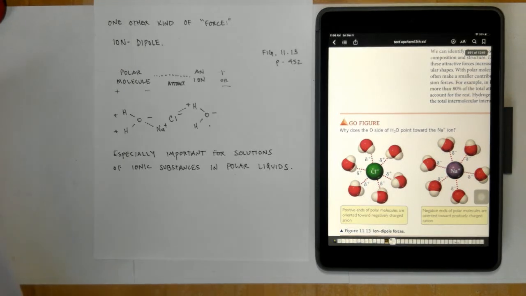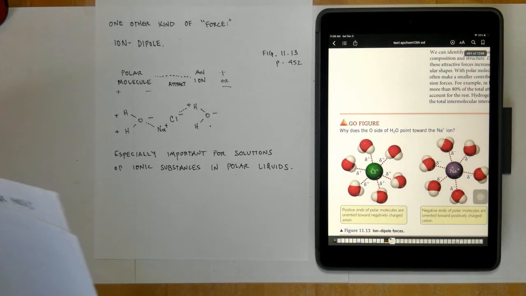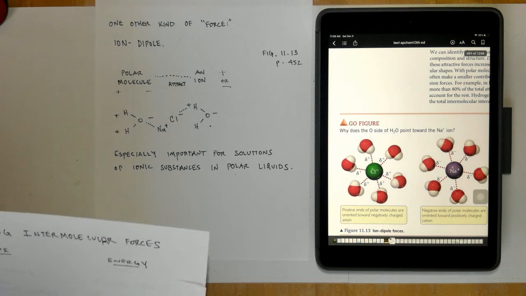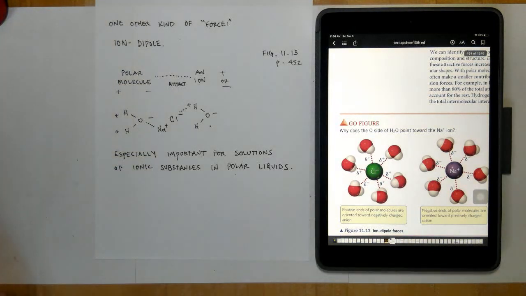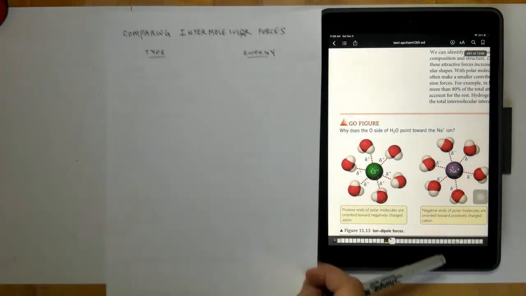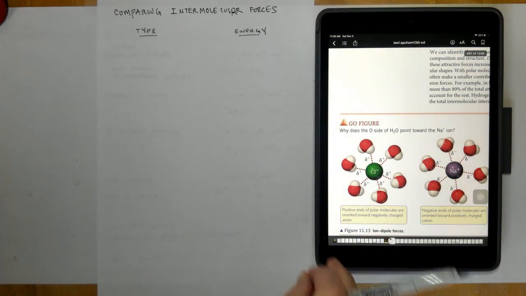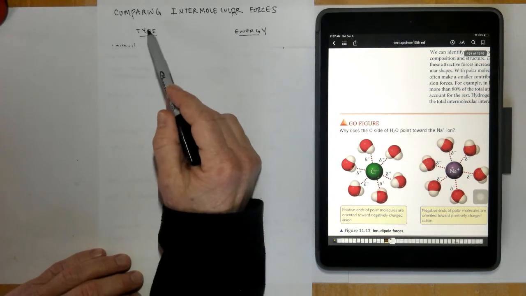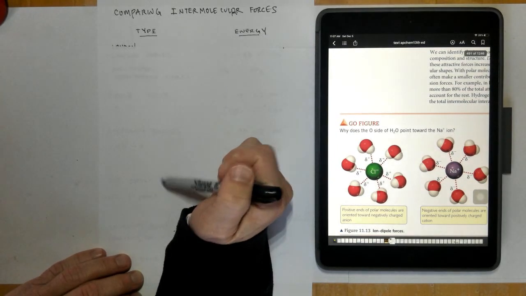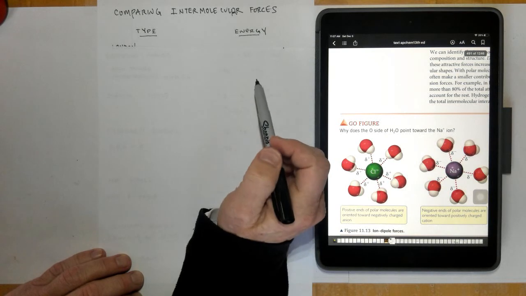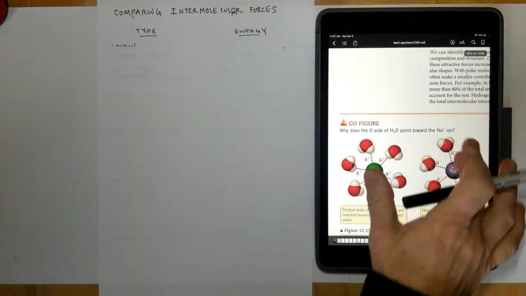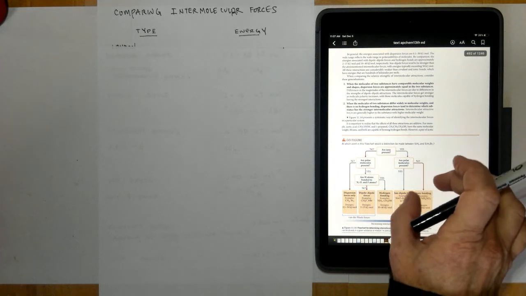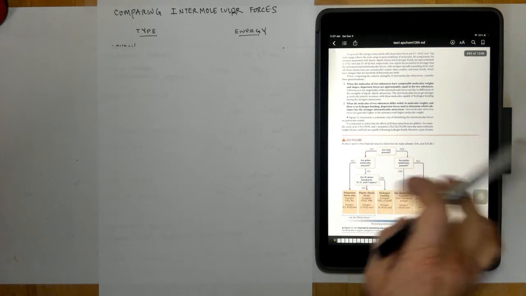So knowing these four different types of forces now, it's important to be able to compare these intermolecular forces in terms of type and in terms of energy. Here's a chart that we're going to put together, and it's comparing intermolecular forces. And on this side, we're going to write down the types of the forces, and over here we'll give an approximate amount of their energy for each type of force. And if you want to kind of follow along with this, it's in your textbook.